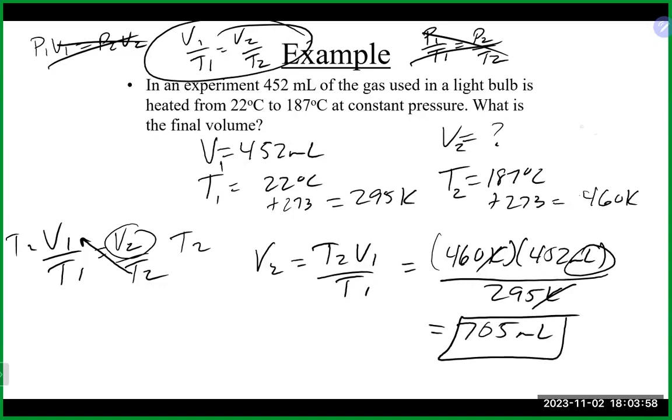Once again, here we see our temperature increasing. So based on this relationship, we should also see the volume increase, which it does, goes from 452 to 705. So again, that is correct. And again, a good way to check yourself, hopefully, that you didn't maybe invert a number or something like that. Any questions on that one there?